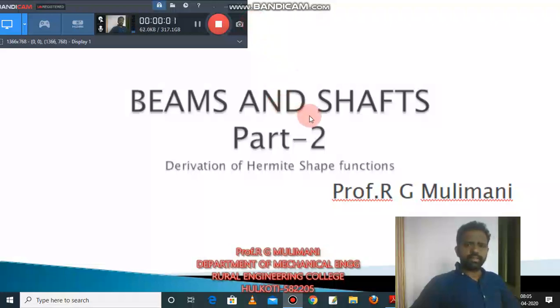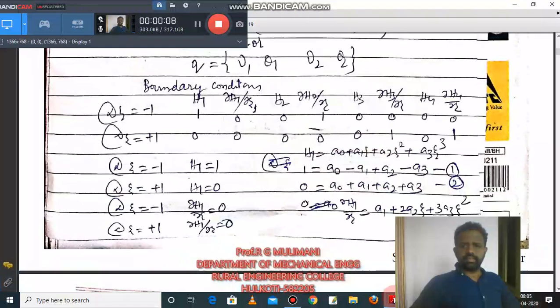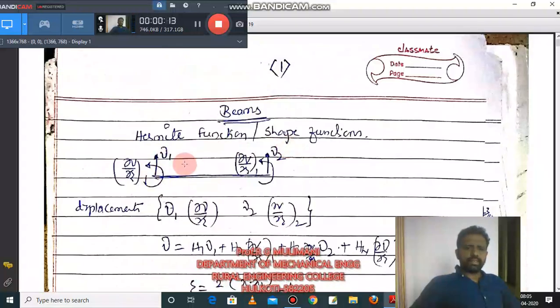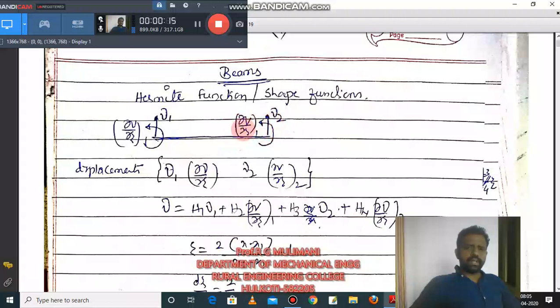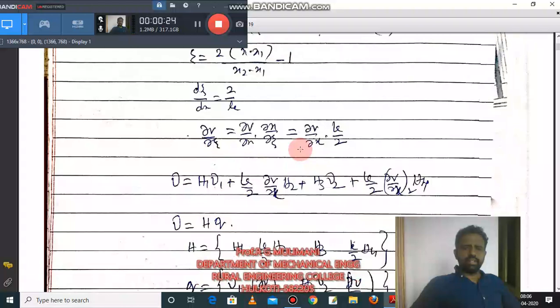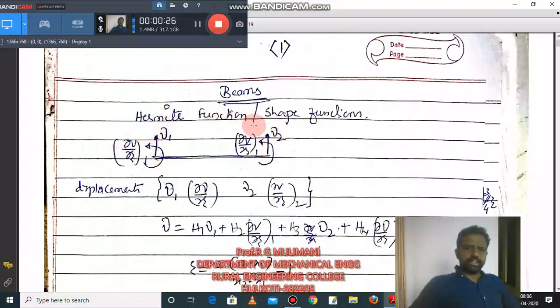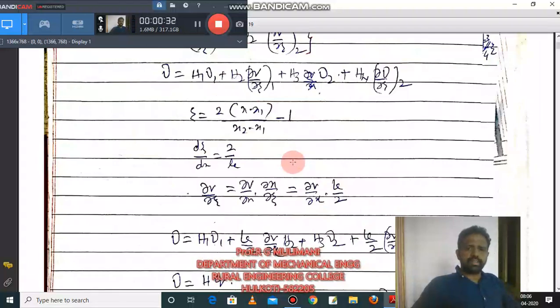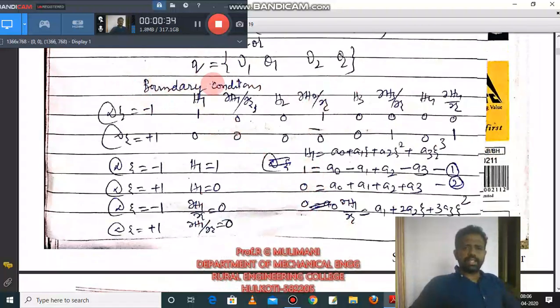Hello, welcome back. In this session, we are continuing the derivation of the Hermite shape functions. In the last video, we have taken this element. It has four nodal displacements: vertical displacement v1, v2, and slopes, that is dou v by dou zeta at node 1 and dou v by dou zeta at node 2. These are considered as the boundary conditions to derive the Hermite shape functions. These boundary conditions are taken here.